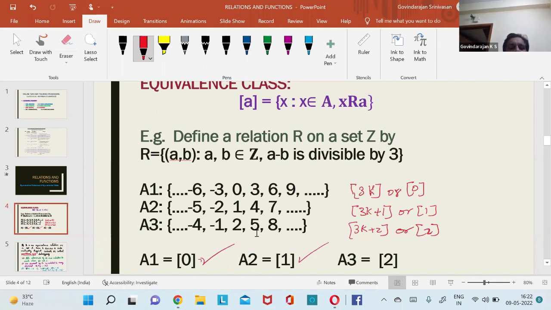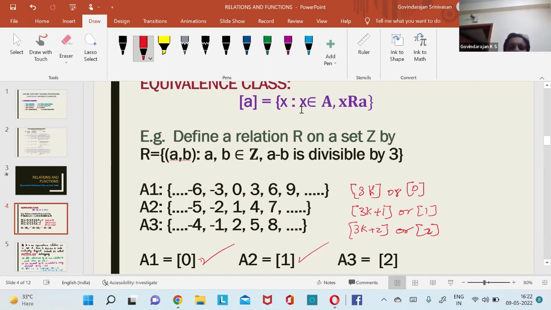So there are 3 equivalence classes. These are 3 subsets of the set of all integers. If we take the union of all the subsets, we get the integers. The intersection of Ai and Aj, that is A1 intersection A2 or A2 intersection A3, are all empty sets. They are mutually disjoint sets. Yes, this is a simple example.